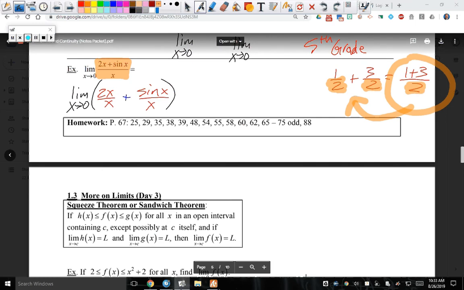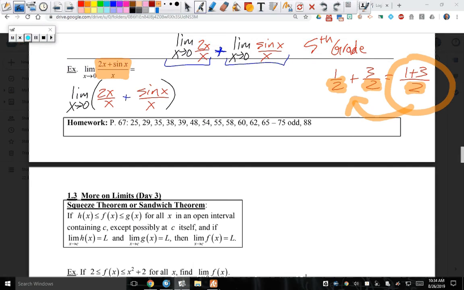Okay, so let's find the limit as x approaches 0 of 2x over x. We'll find the limit of sine of x over x. And whatever we get here, we're going to add with whatever we get here. Remember, this is not distribution. It's applying the limit to both. It looks like distribution, but it's applying the limit to both. Okay, so anyone, can you please tell me, what would I get for this first one?